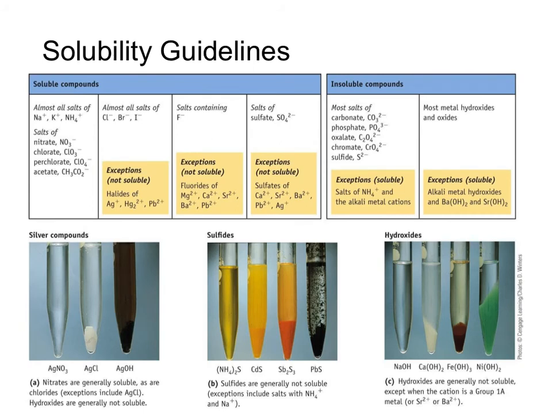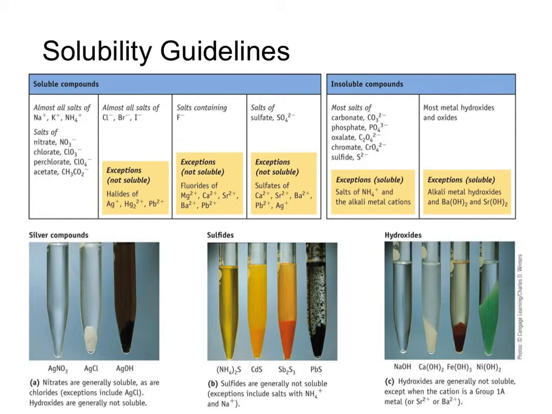This is just a review of our solubility guidelines. It's the same solubility chart we looked at before. There are just some things to keep in mind and some general trends that we'll see as we go on. For instance, we see that silver compounds, silver nitrate is soluble because nitrates are soluble. However, silver chloride and silver hydroxide are not soluble, as they are exceptions to the rules. We see that sulfides, ammonium sulfide is soluble because it is an exception. However, cadmium sulfide, antimony sulfide, and lead sulfide are not soluble.